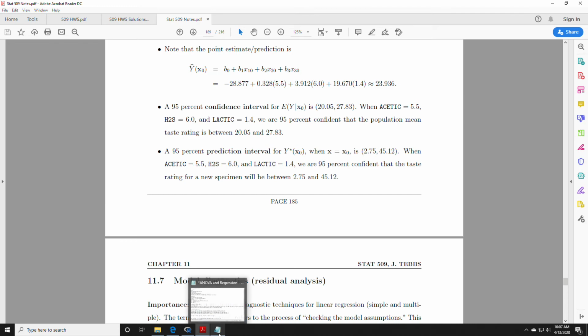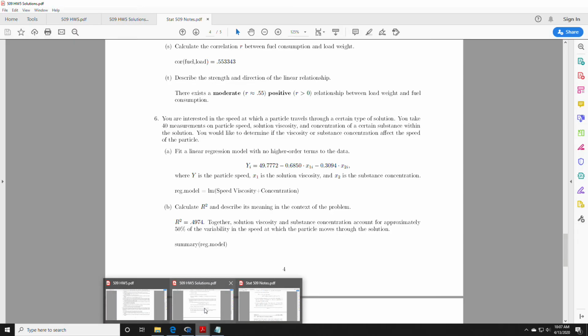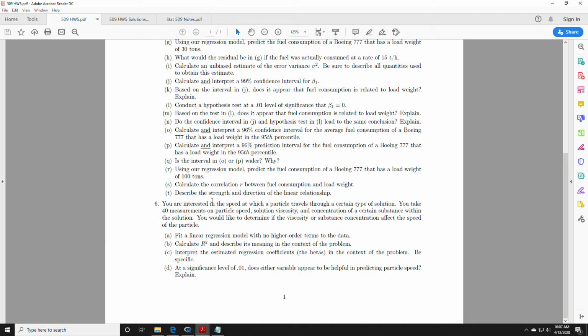So now I want to go ahead and do another example. Homework 5, question number 6. We're interested in the speed at which a particle travels through a certain type of solution. We have 40 measurements on particle speed, solution viscosity, and concentration of a certain substance within the solution. We would like to determine if the viscosity or substance concentration seems to affect the speed of the particle. So it wants us to fit a linear regression model with no higher order terms to the data.